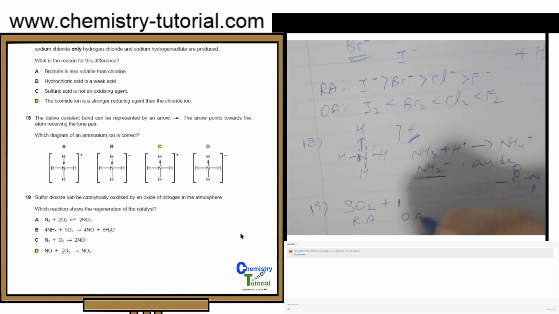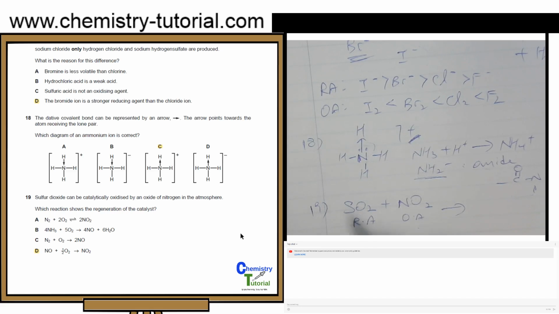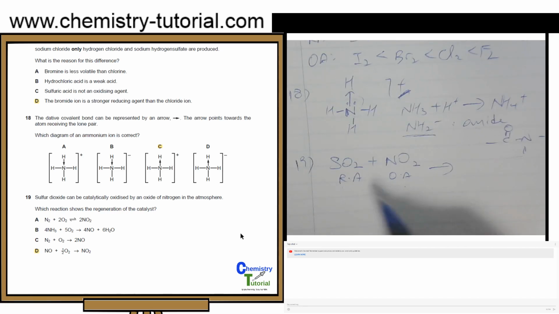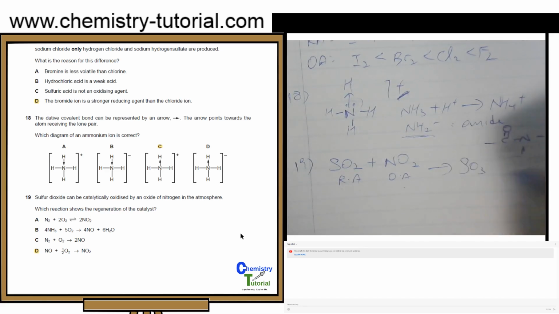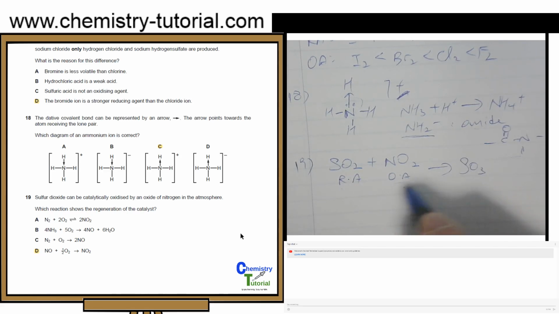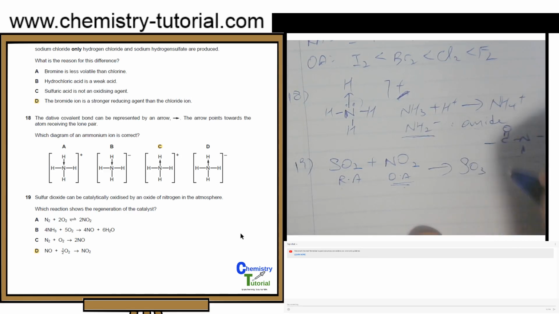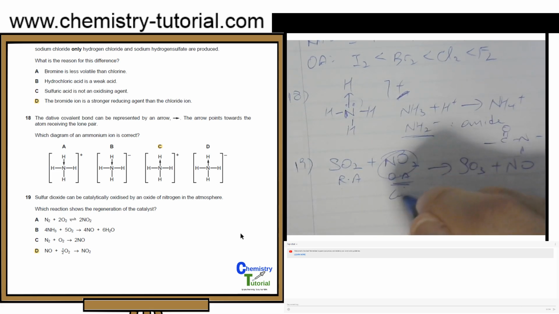So what we have is an oxidizing agent, and we know that an oxidizing agent itself will be reduced. So now what we have is a reducing agent versus an oxidizing agent. A reducing agent itself will be oxidized to produce SO3, and the oxidizing agent itself will be reduced to give you NO. So in this case, this is your catalyst.